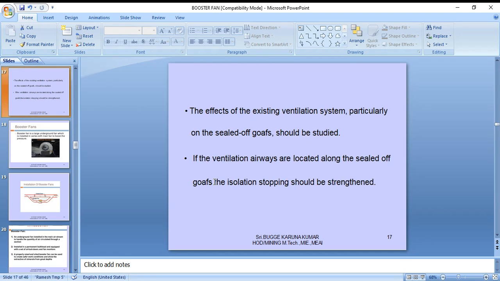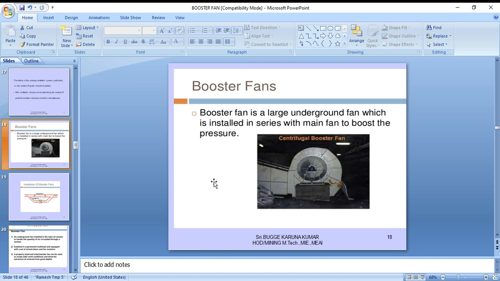The effects of the existing ventilation system, particularly on the seal of the goaf, should be studied. If the ventilation airways are located along the seal of the goaf, the isolation stoppings should be strengthened. So this is one example showing the booster fan, just like a large underground fan which is installed in series with the main fan to boost the pressure, shown in the underground mine.